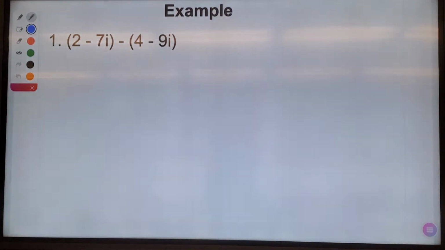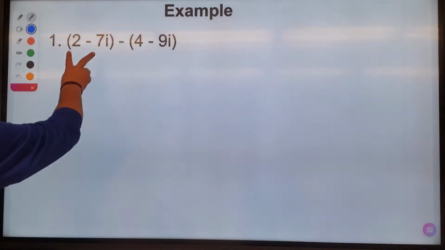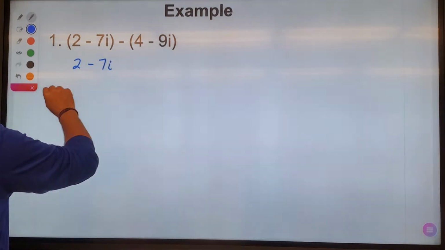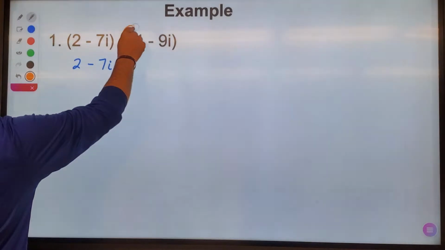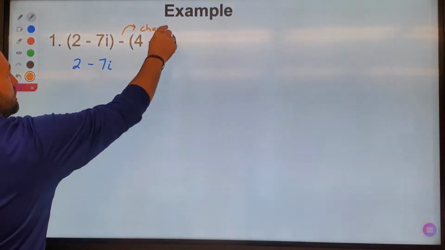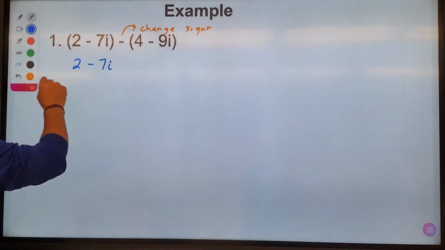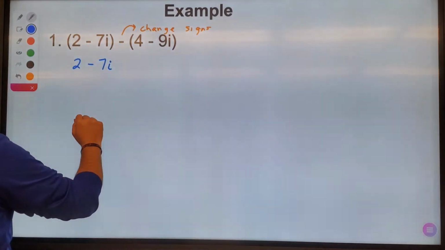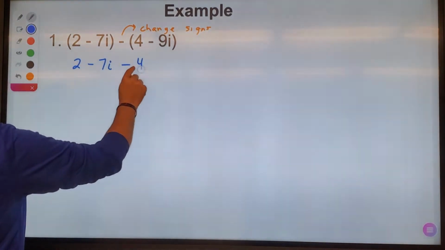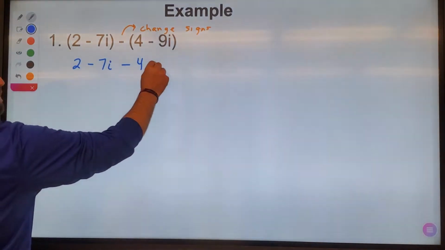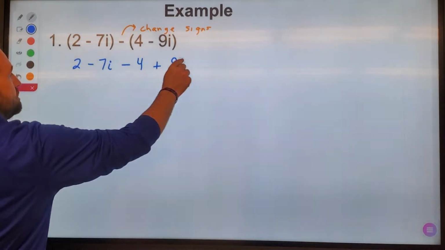Okay, so again, starting off the same as we did for bell work and the same thing we did for the last problem, I'm going to take the first set and just drop it down. So 2 minus 7i. And then again, this tells me to change signs of everything inside of there. So this positive 4 inside the parentheses becomes minus 4. This negative is not attached to that 4, it's what's inside the parentheses. Negative 9i becomes plus 9i.